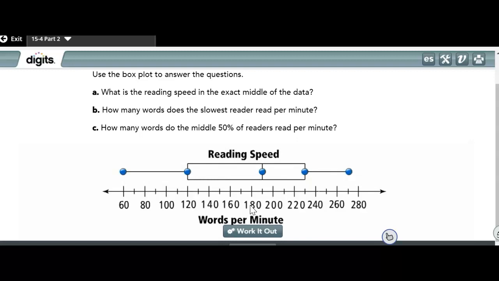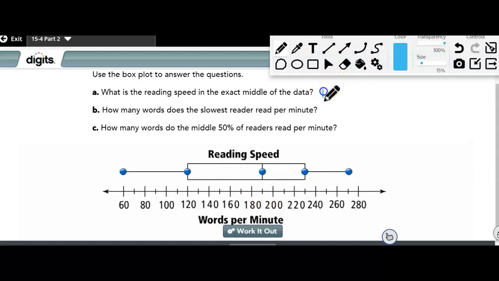Who knows? I want you to go ahead and answer these three questions, A, B, and C, using this box plot. Use the box plot to answer the questions. A, what is the reading speed in the exact middle of the data? So the exact middle of the data is right here, our line. We bring it down. It's in between 180 and 200, which is 190 words per minute. That is 190.